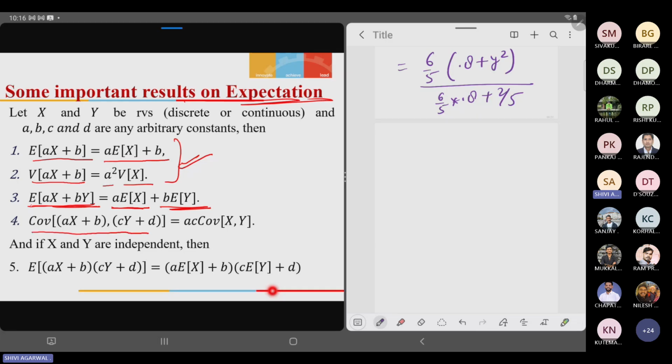Similarly, the covariance of aX plus b and cY plus d can be written as ac times the covariance of XY. A and C are coming from that. So there is no need to calculate in a complex manner; directly we can use it.